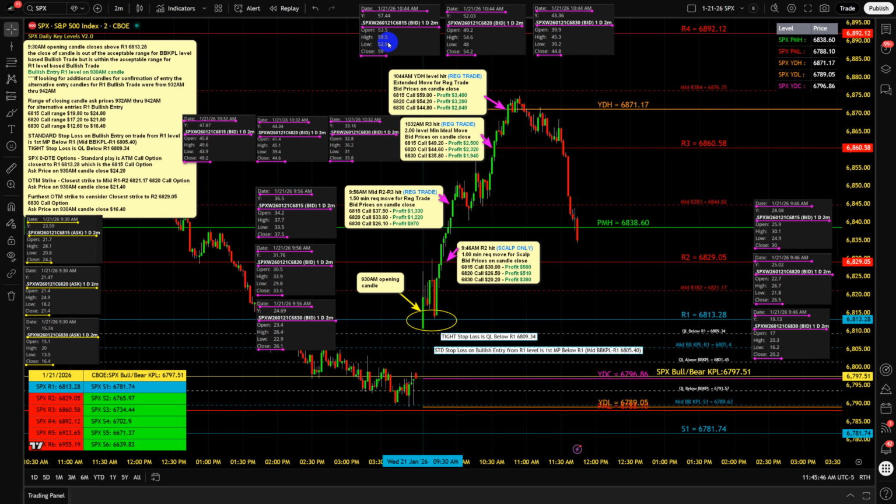And here are the bid prices on the candle close of that 10:44 a.m. candle. 68.15 call, $59. Profit, $3,480 per contract. 68.20 call, $54.20. That's a profit of $3,280 per contract. 68.30 call, $44.80 on the bid on the candle close, profit $2,840 per contract.